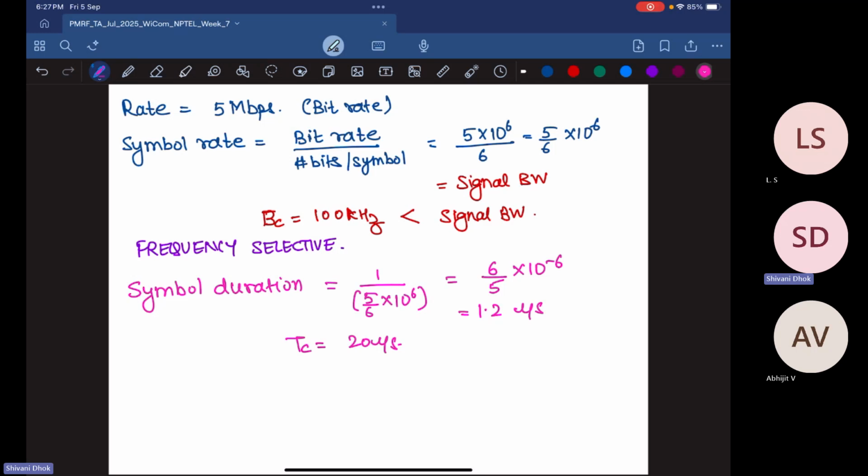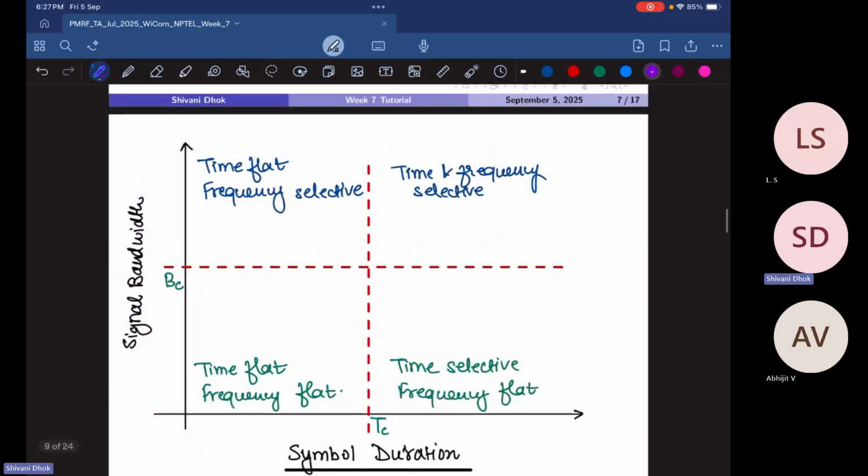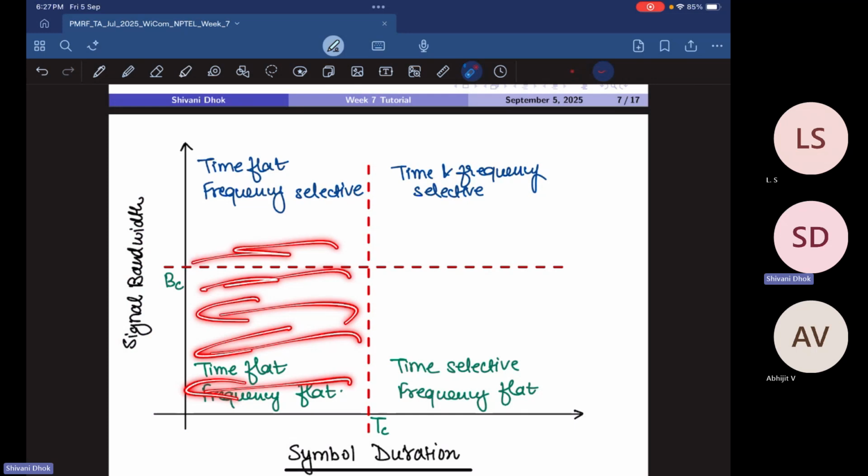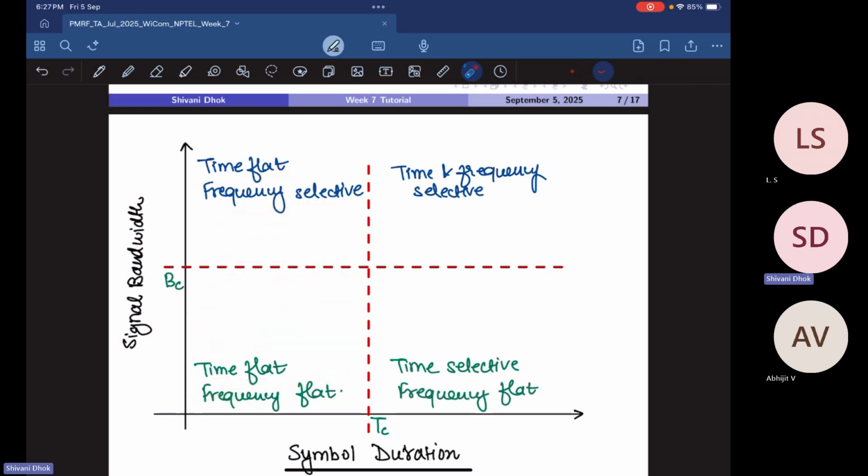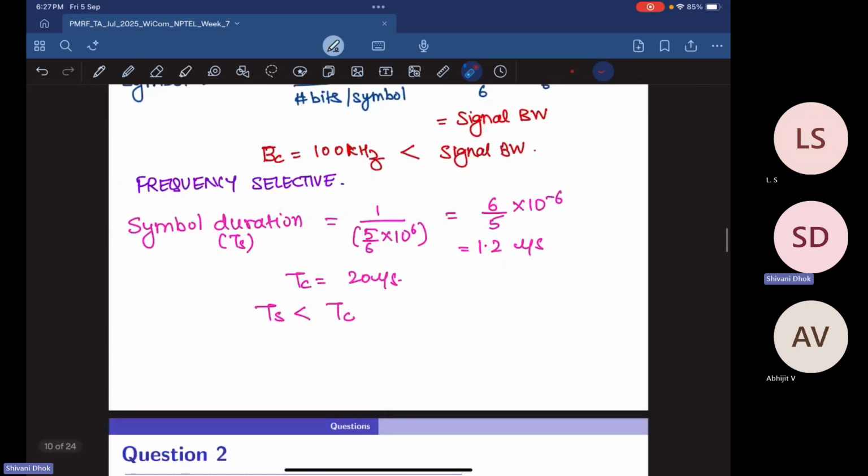So now your symbol duration, I'll denote it by TS. So your TS is much less than your TC. So if the symbol duration is much less than your coherence time, which means that you fall in this region, and therefore you are having a time flat channel or slow fading, one and the same thing. You have time flat or you experience slow fading.